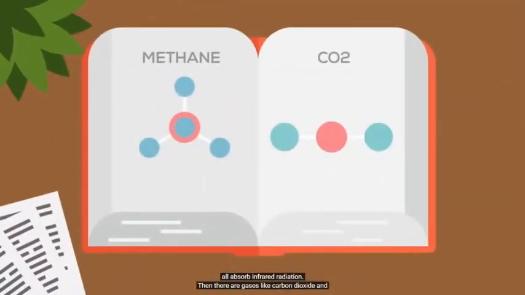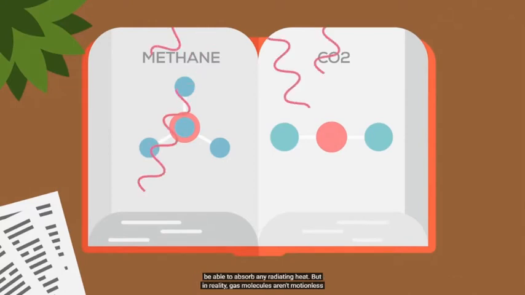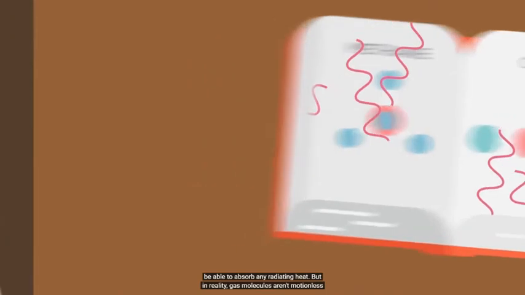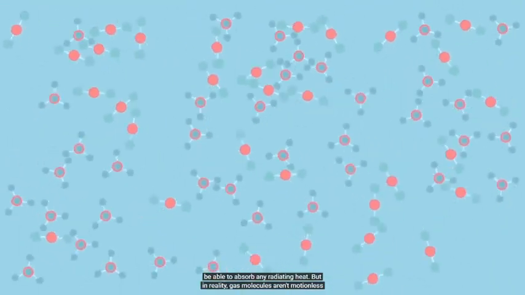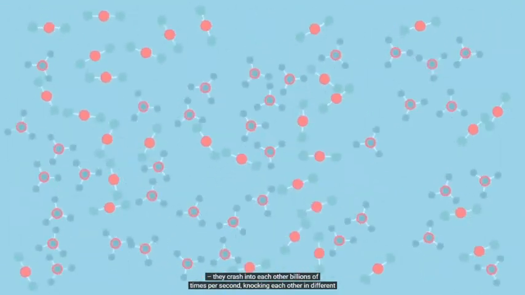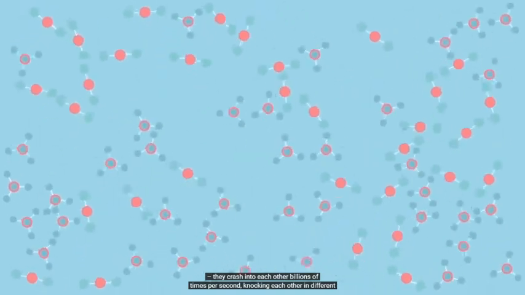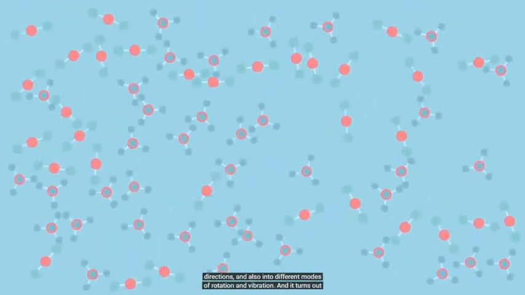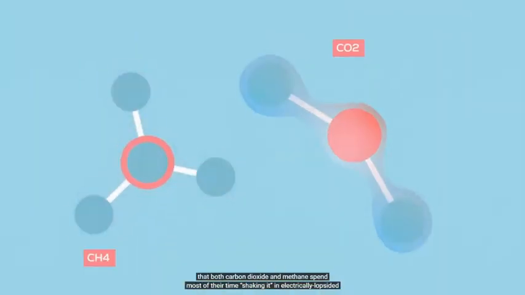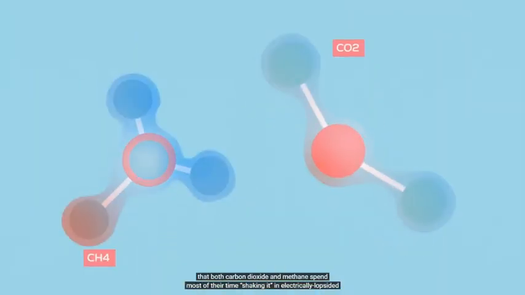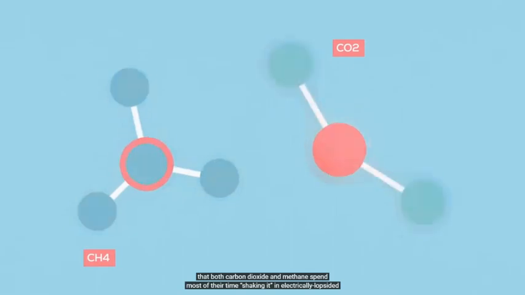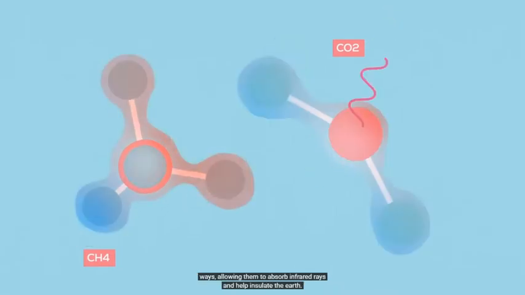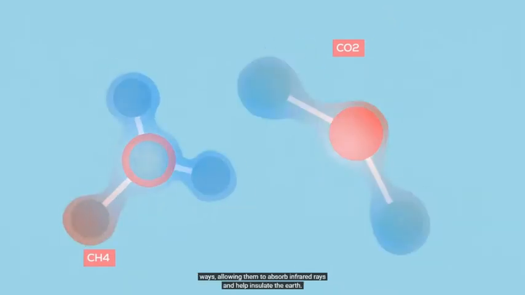Then there are gases like carbon dioxide and methane. On paper, neither molecule looks lopsided, so it doesn't seem like they should be able to absorb any radiating heat. But in reality, gas molecules aren't motionless. They crash into each other billions of times per second, knocking each other in different directions and also into different modes of rotation and vibration. And it turns out that both carbon dioxide and methane spend most of their time shaking it in electrically lopsided ways, allowing them to absorb infrared rays and help insulate the Earth.